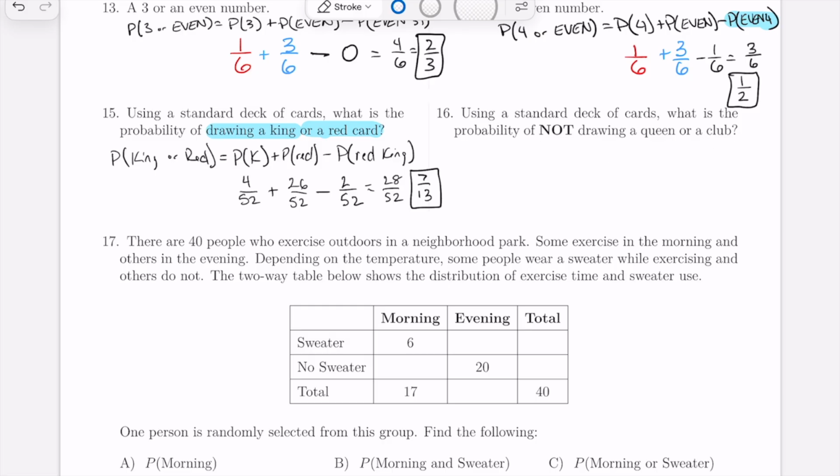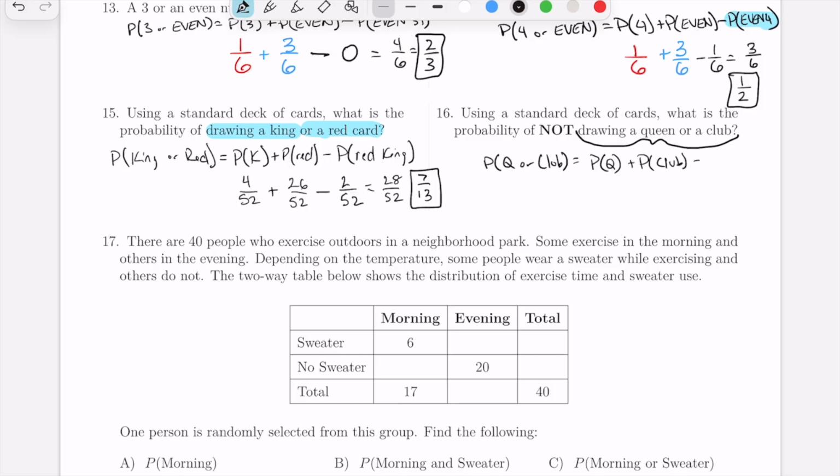What we are going to do is focus on this. Let's look at the probability of drawing a queen or a club. So the probability of a queen or club will be the probability of a queen plus the probability of a club, and then minus the probability of a queen of clubs. So the probability of a queen is 4 out of 52. There's 4 queens. The probability of a club is 13 out of 52.